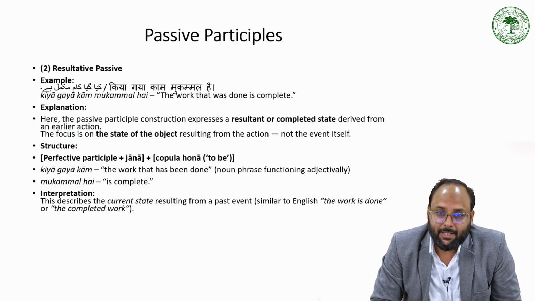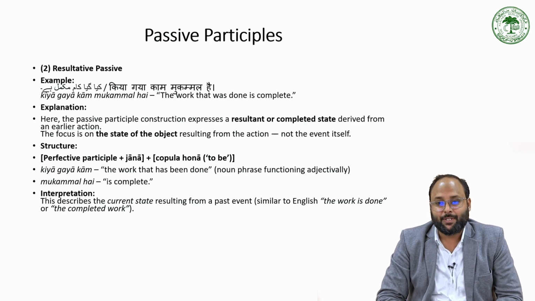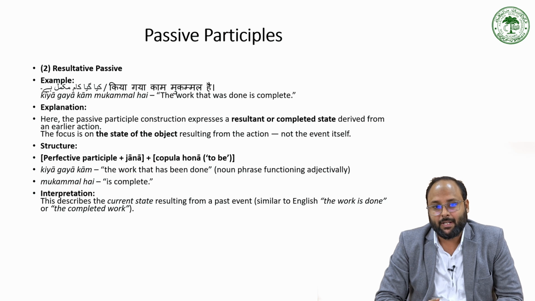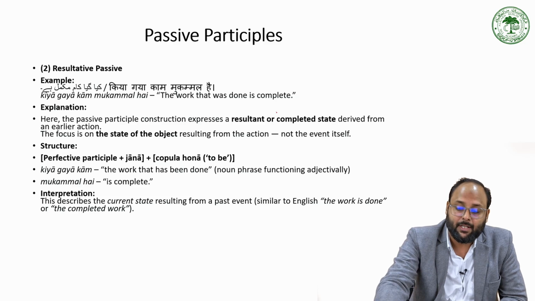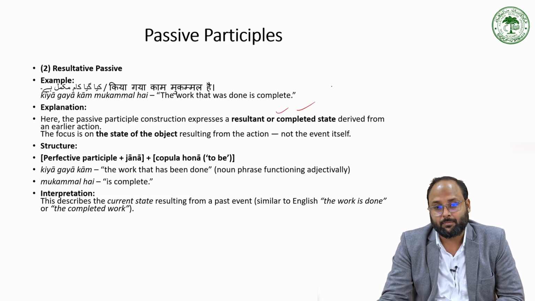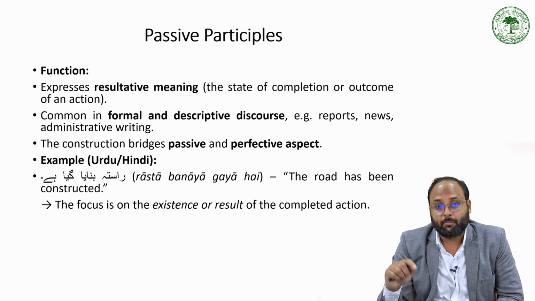And there is another function, the resultative passive. Here we are saying things like किया गया काम मुकम्मल है, यह काम किया गया, या रोटी खाई गई. It means something which we are getting in terms of resultant and completed state in the passive participle. Something has been already done. So that is the interpretation. This describes the current state resulting from a past event. So the event has already completed. So it has the resultative meaning.